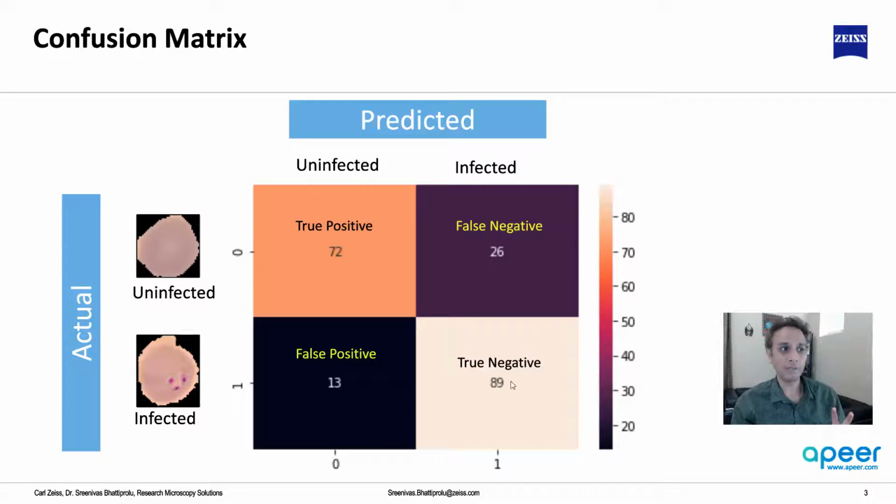So true positive and true negative are good. False positive and false negative are bad. That is where I have an infected one, but it is predicted as uninfected, right? Or I have an uninfected one where it's predicted as infected. So our goal is to minimize these two numbers and maximize the true positives and true negatives.